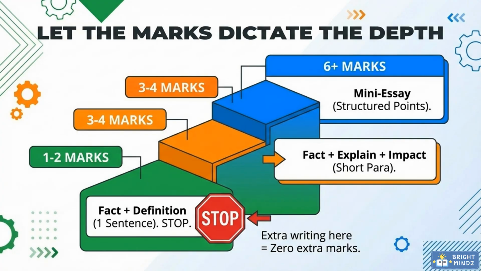Match your answer depth to the mark value. For 1 to 2 mark questions, give the key fact or definition in one clear sentence, then stop. For 3 to 4 marks, go one level deeper. The fact, a brief explanation, and the impact or an example in a short paragraph. For 6 or more marks, treat it like a mini essay with structured points or headings. Anything beyond what the mark level needs usually earns 0 extra marks but steals time from other questions.